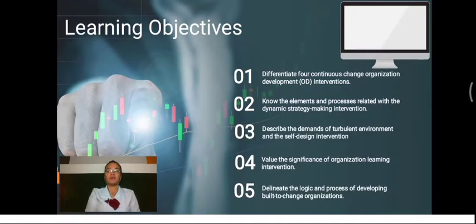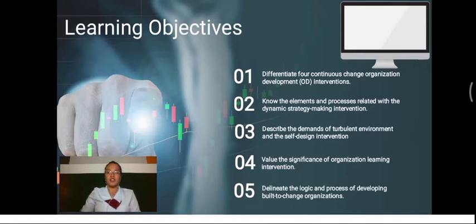Our learning objectives are: first, differentiate four continuous change organization development interventions. Second, know the elements and processes related with the dynamic strategy making interventions. Third, describe the demands of turbulent environment and the self-designed interventions. Fourth, value the significance of organization learning interventions. And lastly, delineate the logic and process of developing built-to-change organizations.